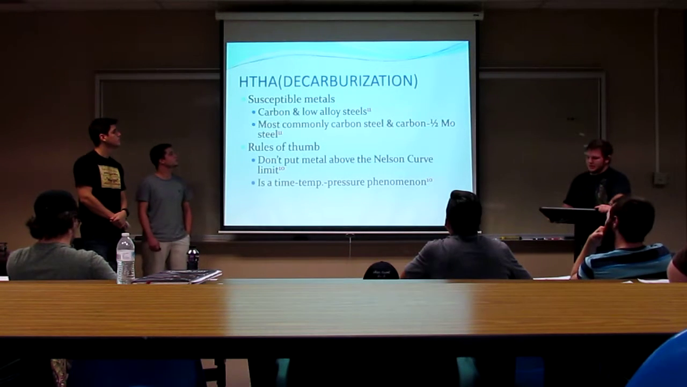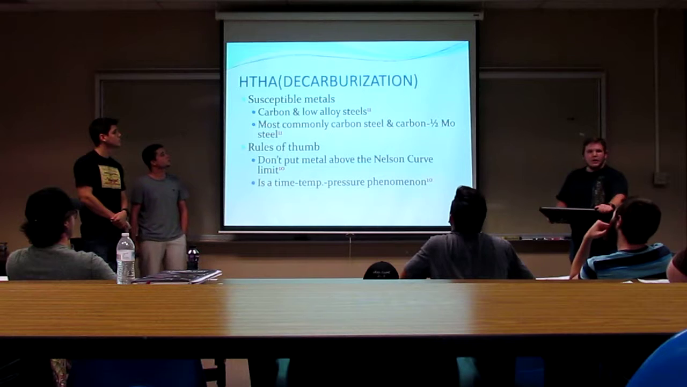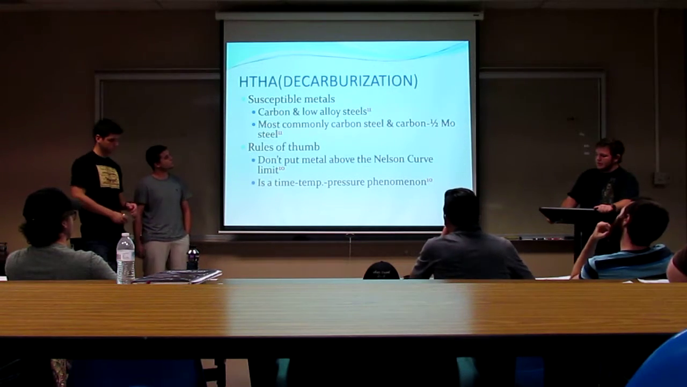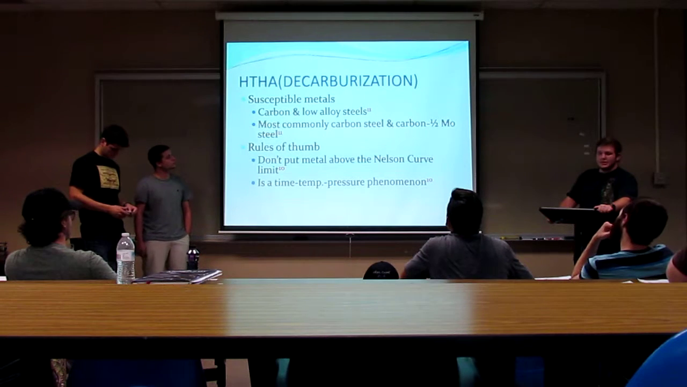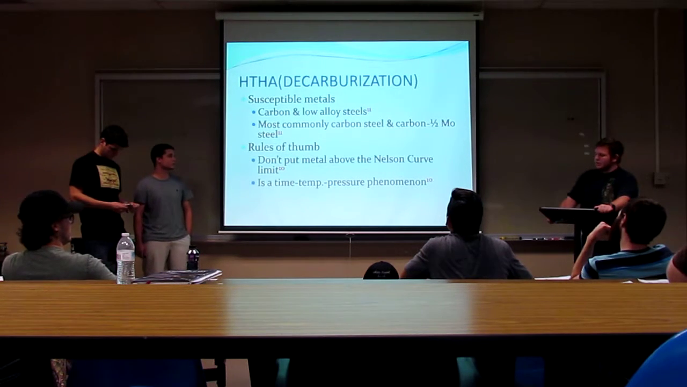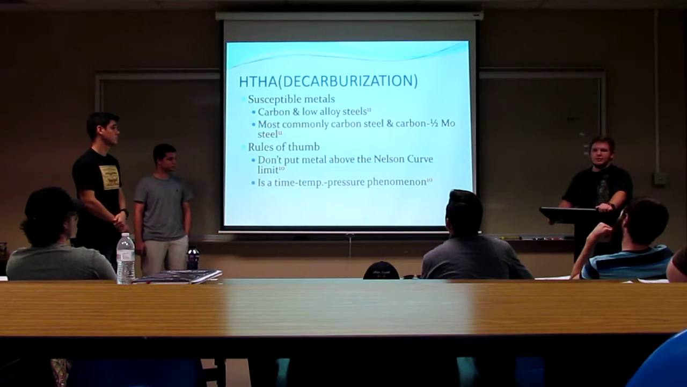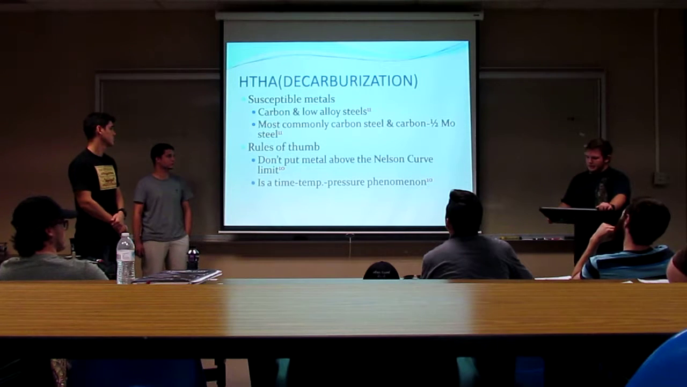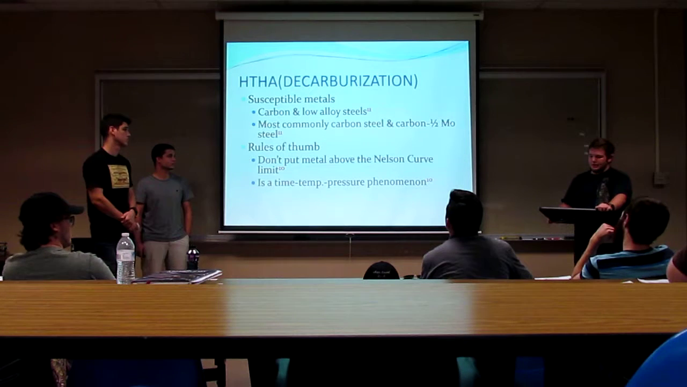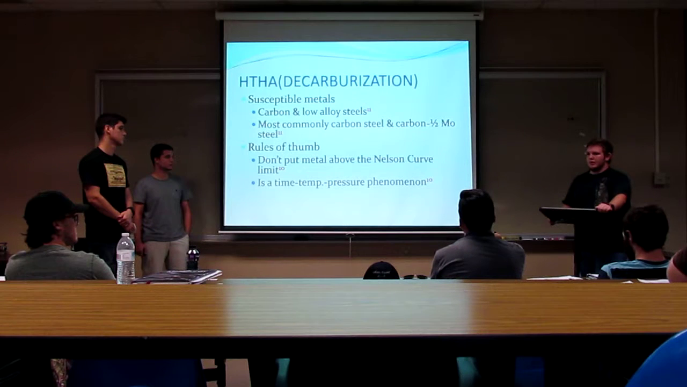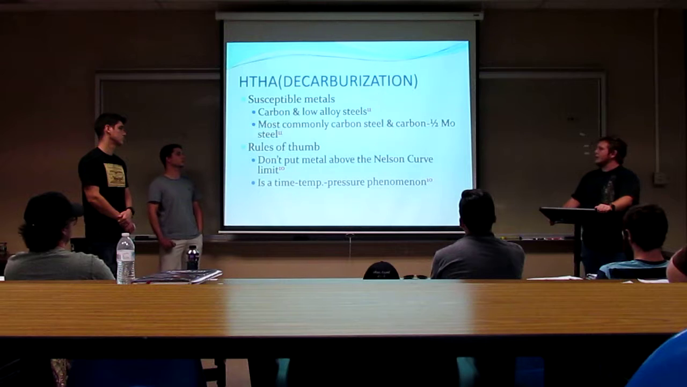Some of the susceptible metals are carbon and low alloy steels, most commonly carbon steel, and carbon-half molybdenum steel is where it is most susceptible. A general rule of thumb is you don't want to put it above the Nelson curve, which I'll show you a picture of here in a second. Also, it's a time, temperature, pressure phenomenon, which means the more time it's exposed, the higher the temperature it's exposed to, and the higher the pressure rating, the worse effect you're going to have.